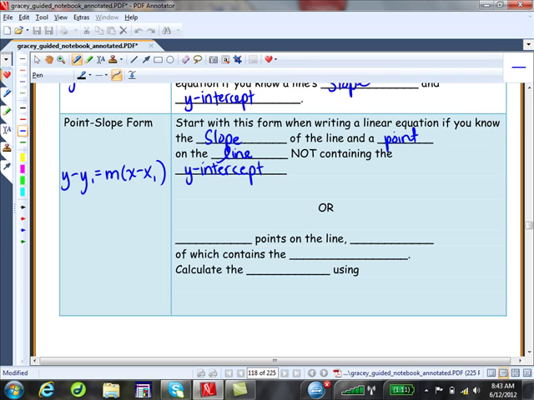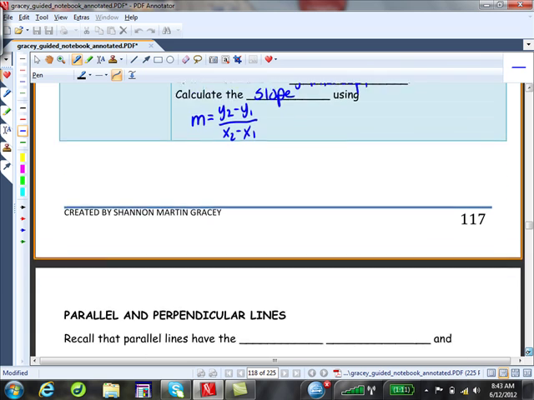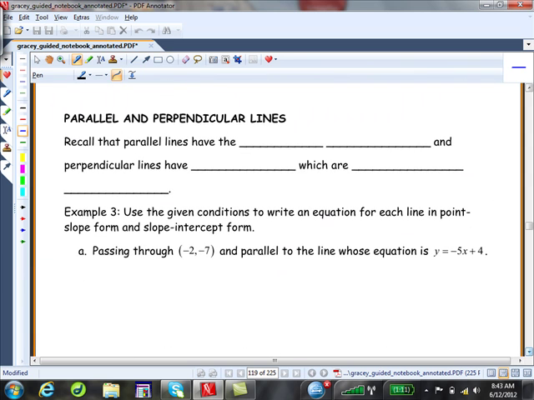Or what if you know 2 points on the line, and that's it, right? Neither of which contains the y-intercept. So what would we have to find? If you know 2 points, we can calculate the slope using m equals y2 minus y1 over x2 minus x1. So that gets a wee bit more complicated when you've got to do that stuff. Right? Okay, so here we go. Here's some examples. And, oh, wait, one more thing.